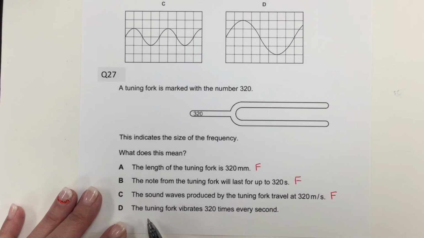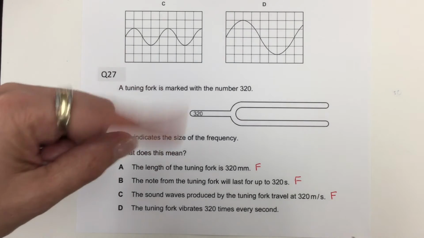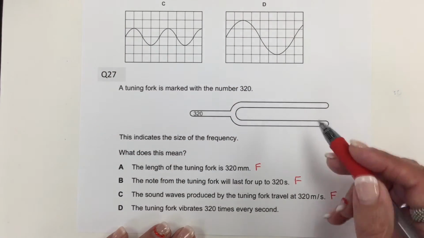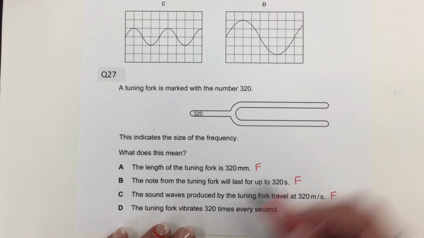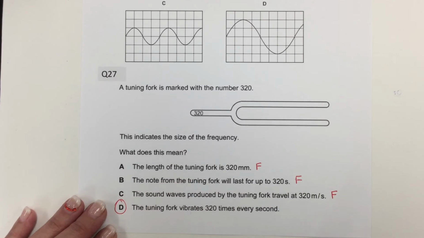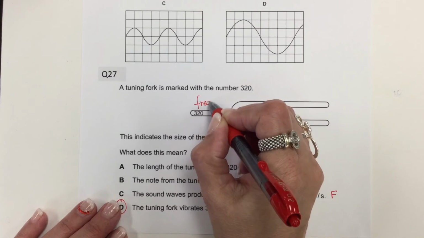But it is the number of vibrations the tuning fork produces when it is in action, right? So it's vibrating here, the tines vibrate 320 times every second. So that's the right answer. This is the frequency. So 320 here is the frequency of a tuning fork.